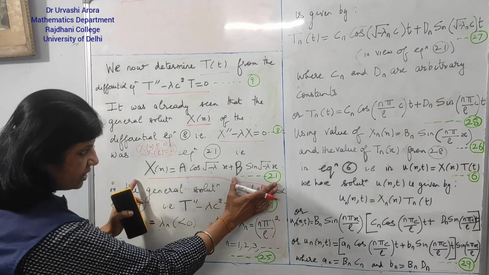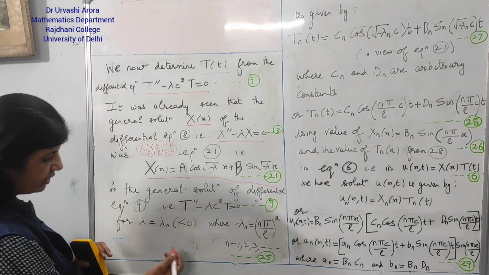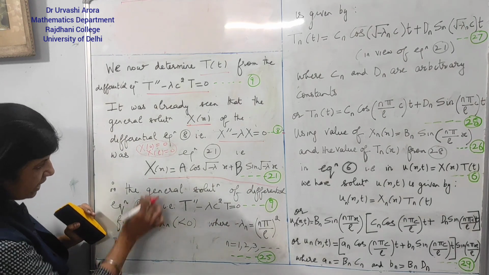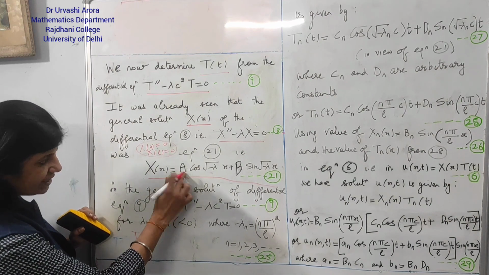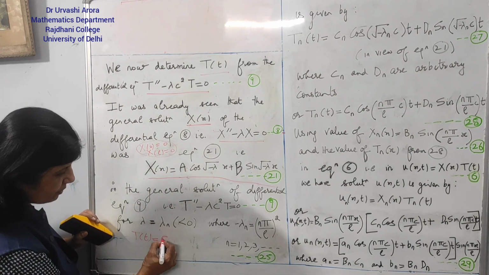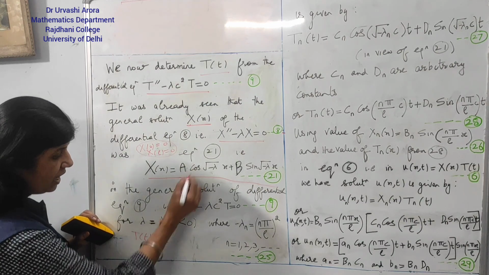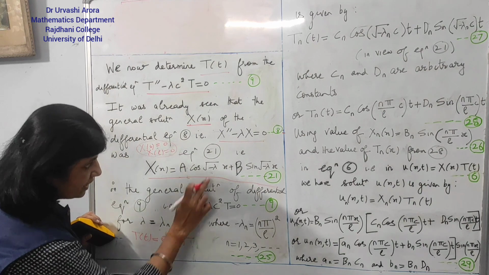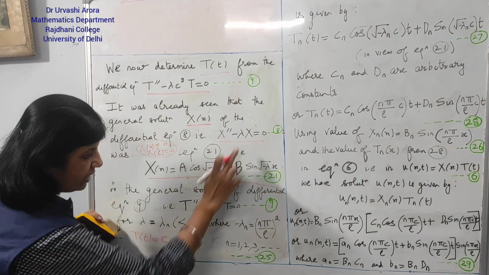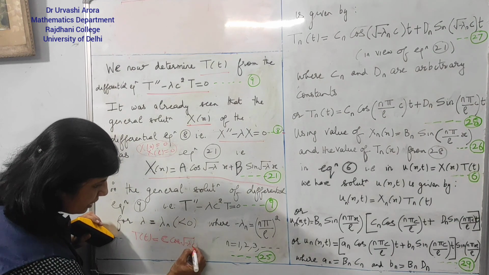And if you consider this particular form, then the solution of this particular differential equation can be written as, instead of X(x) I will write T(t). T(t) is equal to, instead of a you can take constant, arbitrary constant to be c, and then cos, instead of under root of minus lambda, because instead of lambda it is lambda c square, so here I will write minus lambda c square.